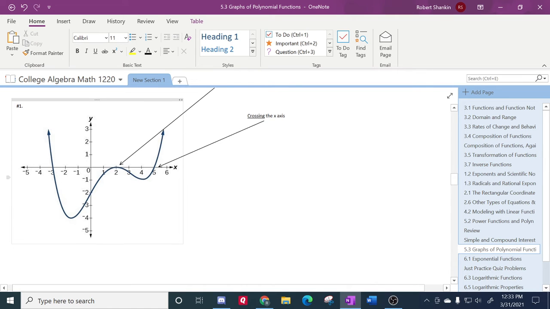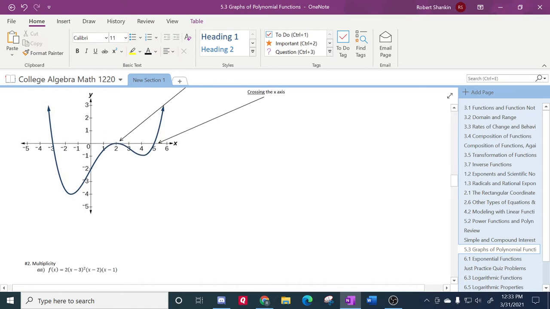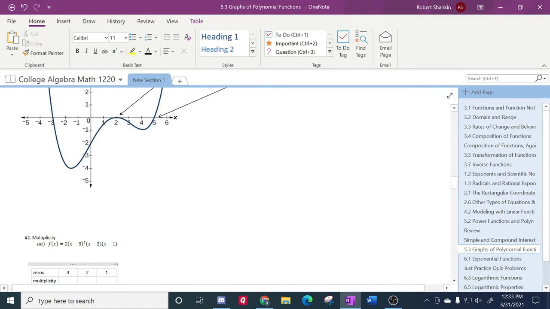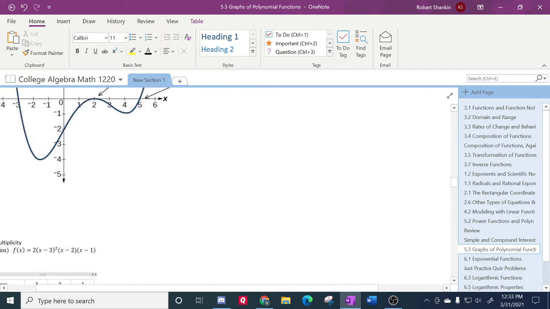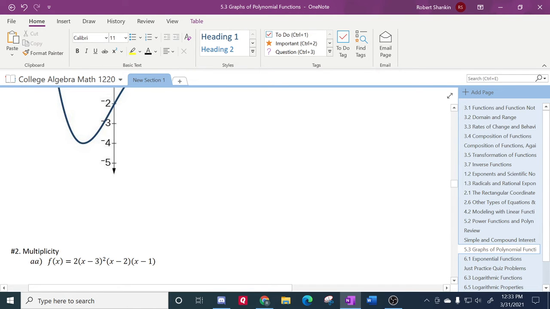Alright, so when we graph polynomial functions, we'll never get the graph right unless you really understand this part. Touching and crossing, and what causes you to touch and what causes you to cross. Alright, we'll get to that when we talk about multiplicity. So, on multiplicity, let's take a look at this function. This is a polynomial function.